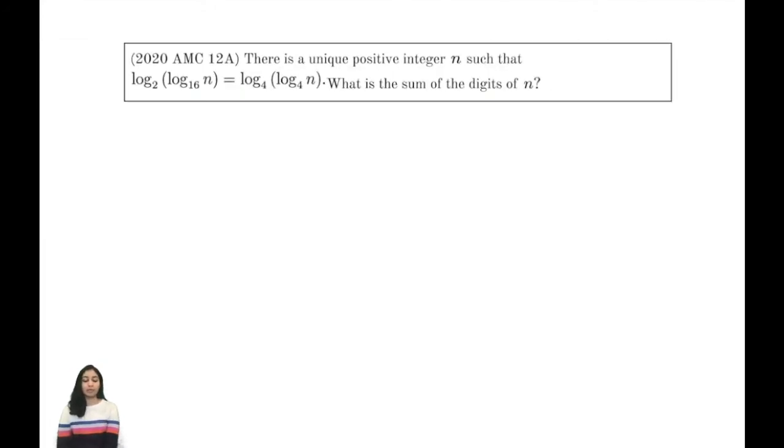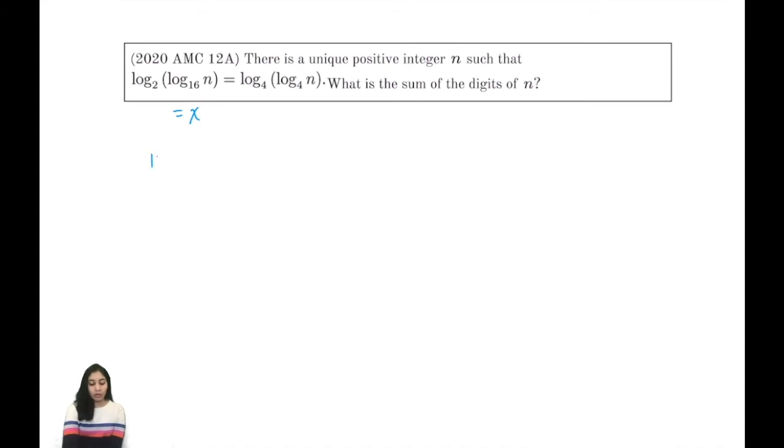Our next problem is from last year's AMC 12A, and it says there is a unique positive integer n such that log base 2 of log base 16 of n is equal to log base 4 of log base 4 of n. And we're trying to find the sum of the digits of n. So in this problem, we're going to start off by making the expression a little bit more simple by letting both of these terms equal x.